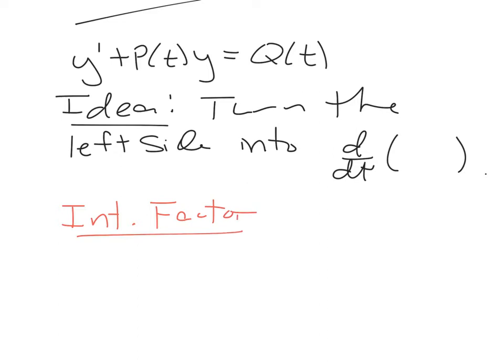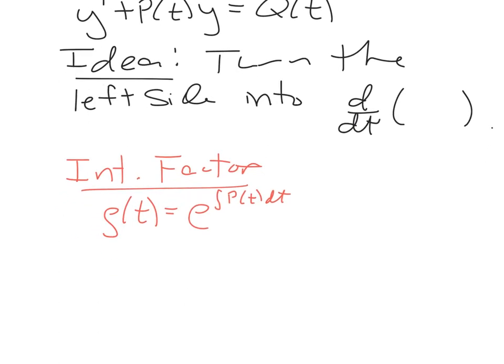So the integrating factor, we're going to define that as rho of t equals e to the integral of p of t dt. Now, this seems like it's kind of out of the blue, but if you think about how the product rule works, this actually is beautifully simple.